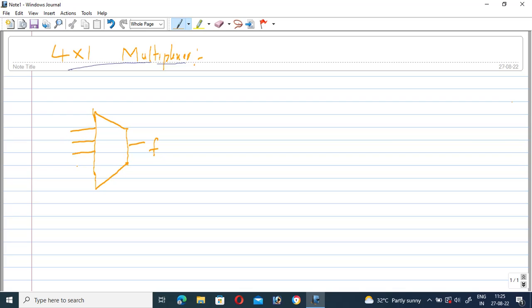So in case of the 4 by 1 mux, we have 4 inputs, that is I0, I1, I2, I3. So it is a 4 by 1 mux. If you want to select among the inputs, obviously we need a corresponding number of selection lines. This figure shows the graphical representation.